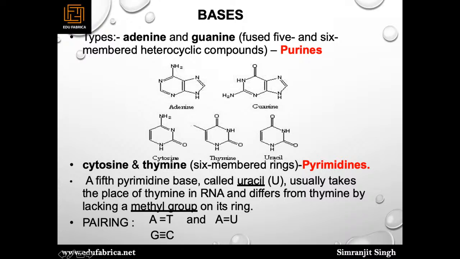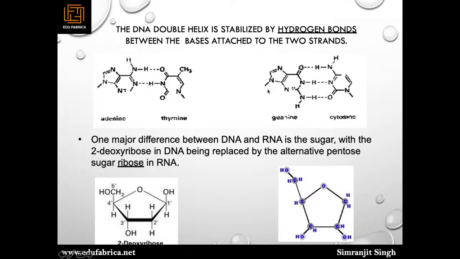So the fifth pyrimidine, as I said, uracil usually takes the place of thymine in the RNA, and just differs by the methyl group there. And basically all the pairing is happening between purines and pyrimidines together. So A will pair with T and C will pair with G. So purines and pyrimidines pair with each other. And how are they pairing? Adenine and thymine will be making this double bond here, whereas guanine and cytosine will be making this triple bond.